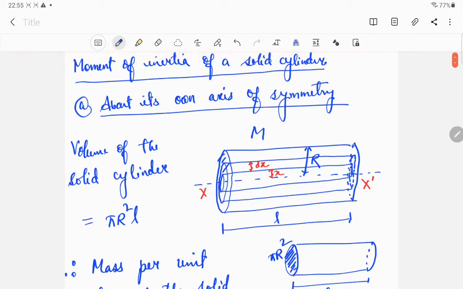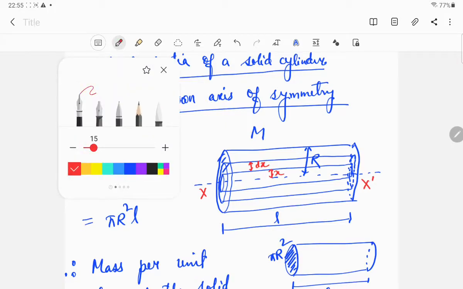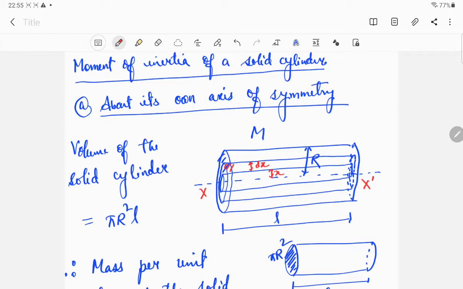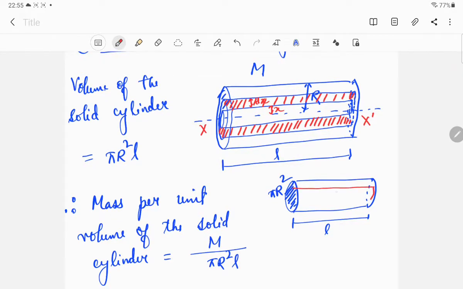Now let us talk about this coaxial cylinder. This coaxial cylinder is lying in this region. You can imagine that inside the main cylinder there is another cylinder like this. And this is not a solid cylinder, it is a hollow cylinder, of thickness dx and radius x.